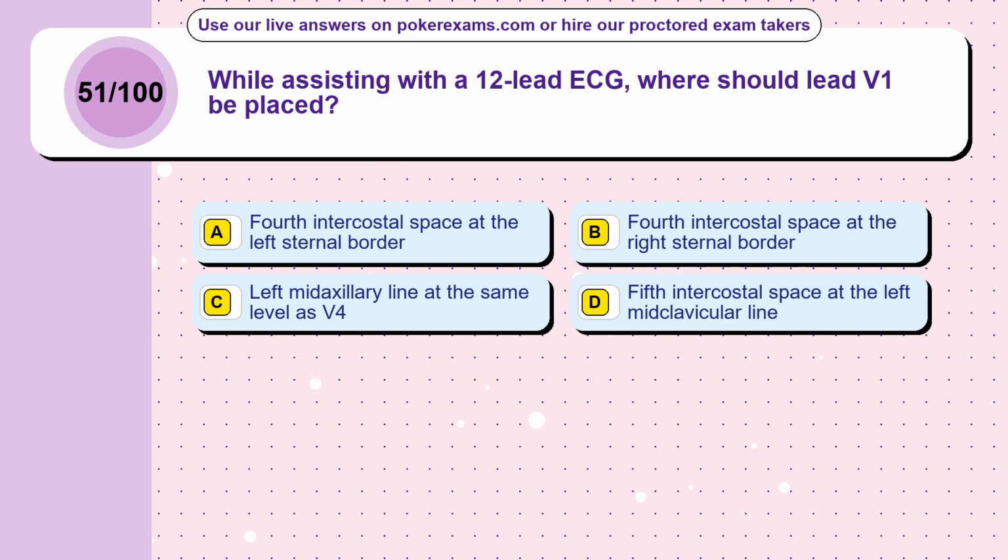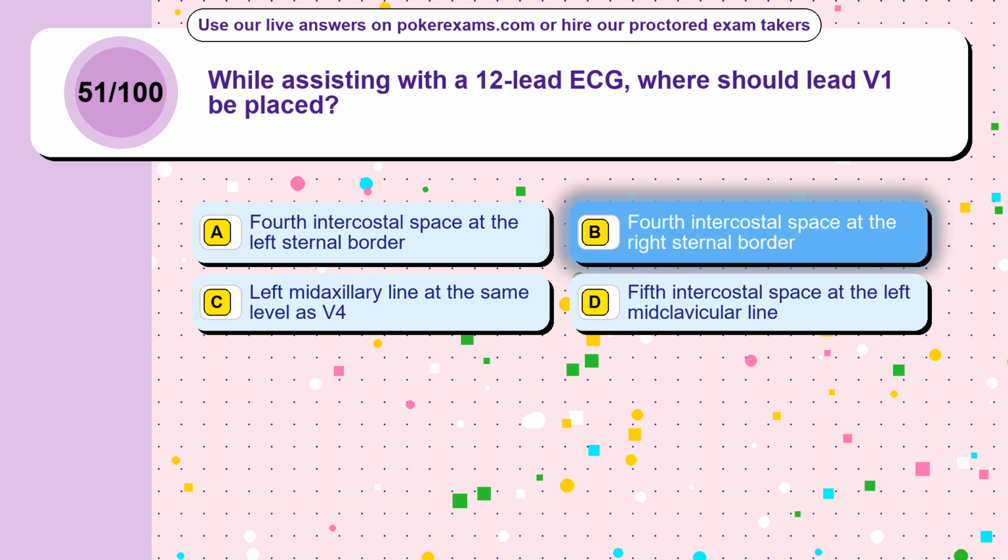Question 51. While assisting with a 12-lead ECG, where should lead V1 be placed? Option A, fourth intercostal space at the left sternal border. Option B, fourth intercostal space at the right sternal border. Option C, left mid-axillary line at the same level as V4. Option D, fifth intercostal space at the left midclavicular line.